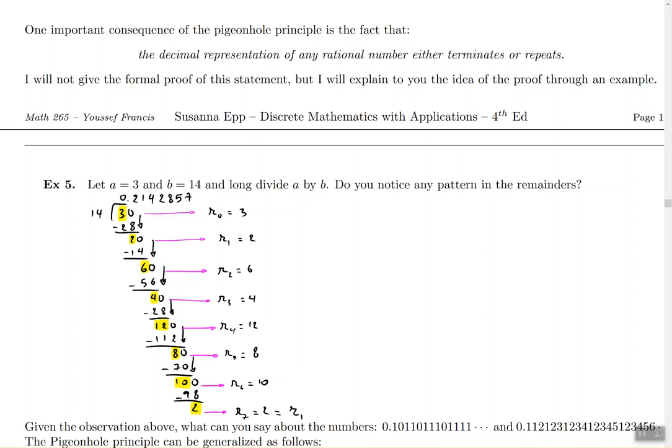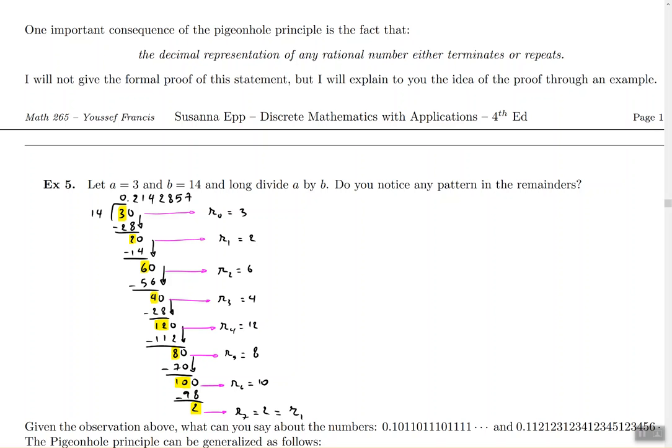The book talks about the consequence of the pigeonhole principle, which states that the decimal representation of a rational number either terminates or repeats. They get into it a whole lot more than I do here in this video, so I highly recommend that you take a look at that and read the book if you haven't read the book yet. But basically, I'm going to divide 3 by 14, just like I did on this page, and show you the idea of the theorem.